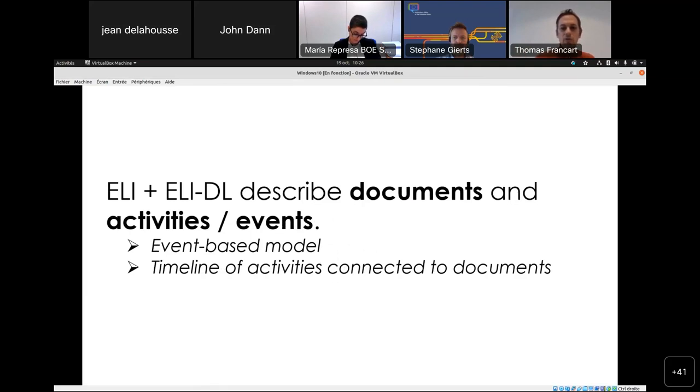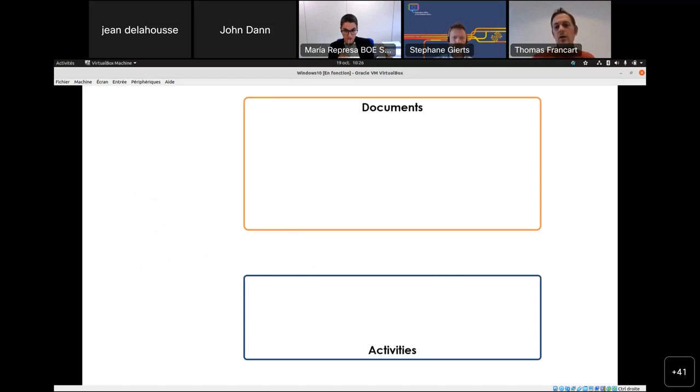The overall scope of ELI and ELI-DL is about documents on one side and activities on the other side, or events, or things that happened. So we say it's an event-based model. We describe events, we describe what happens during the legislative process. Think about a timeline of activities that happen throughout the process, connected to documents. These activities will be connected to documents, and I'm going to go into a little bit of detail in a minute about this. So in this conceptual landscape, we have documents on one side, the orange part, and activities on the other side, the blue part.